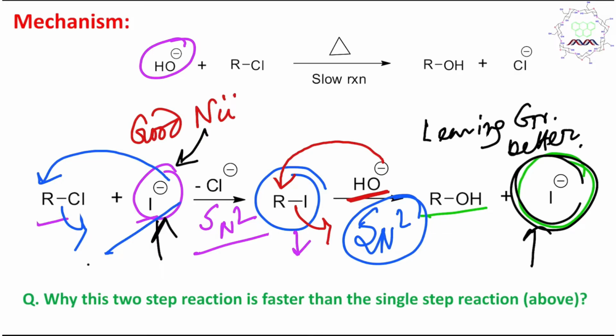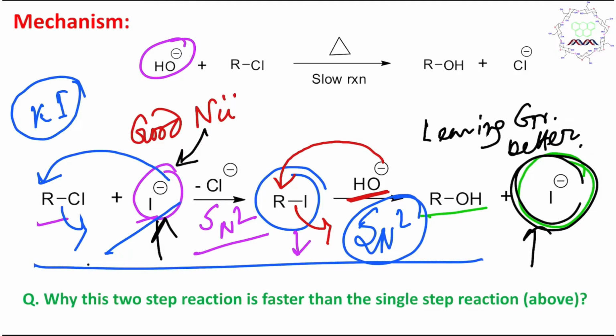Why? Because potassium iodide is actually an inorganic salt. Its solubility depends on the organic solvent used for this nucleophilic substitution reaction. But this quaternary ammonium iodide, tetrabutyl ammonium iodide, is actually a phase transfer catalyst or PTC. Consequently, what will happen? It is soluble in both organic as well as inorganic solvent.